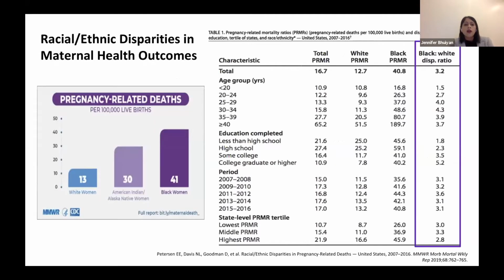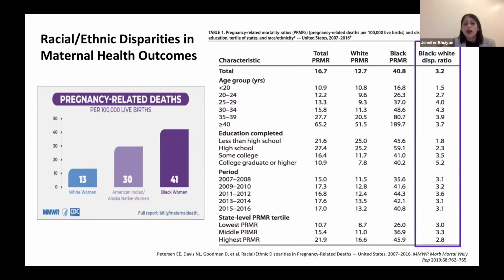Structural racism can also lead to racial and ethnic disparities. And I think when we look at maternal health outcomes in the US, we see a really prime example of this. To your left, you'll see a graphic which indicates the rate of pregnancy-related deaths among women in the US. A 2019 CDC study showed that Native and Black women were 2 to 4 times more likely to experience a pregnancy-related death than white women. You can see in the table to your right some pregnancy-related mortality ratios across different categories, and in the rightmost column, these disparity ratios between Black and white mothers in the US.